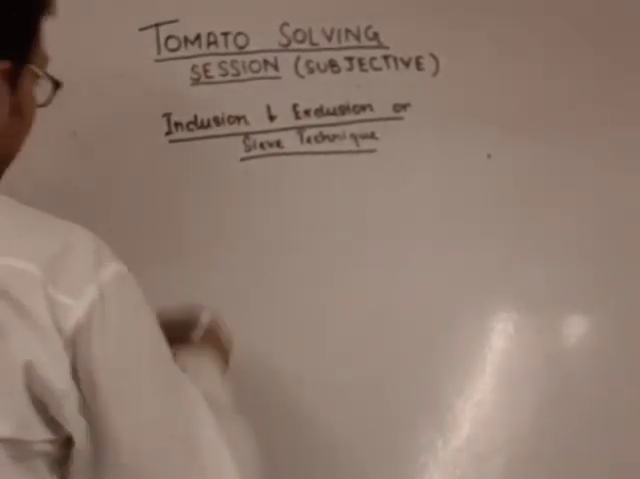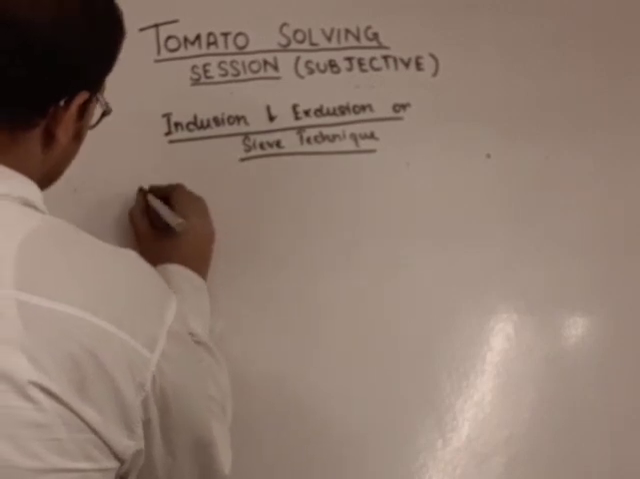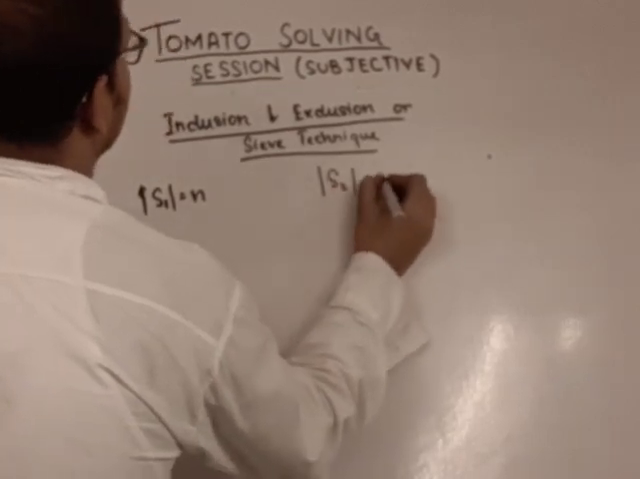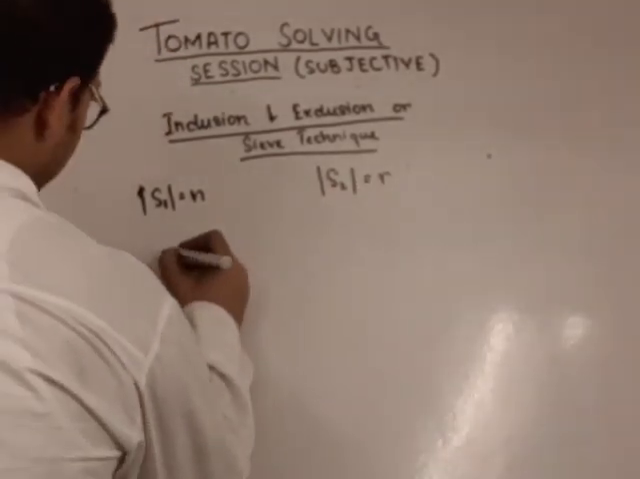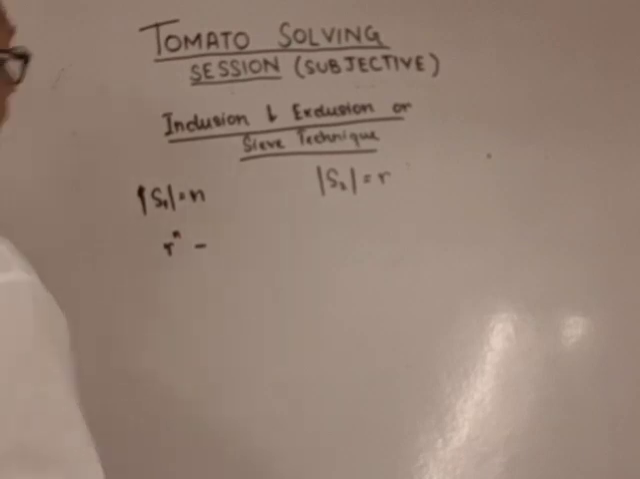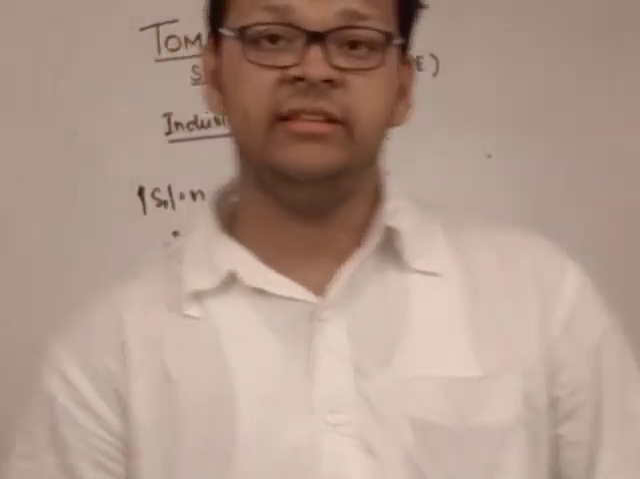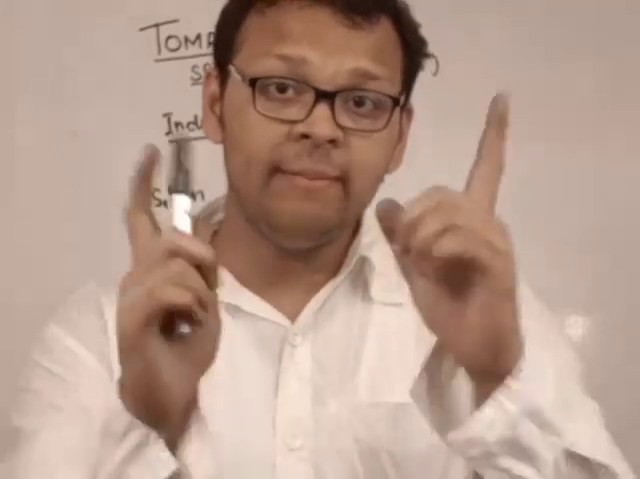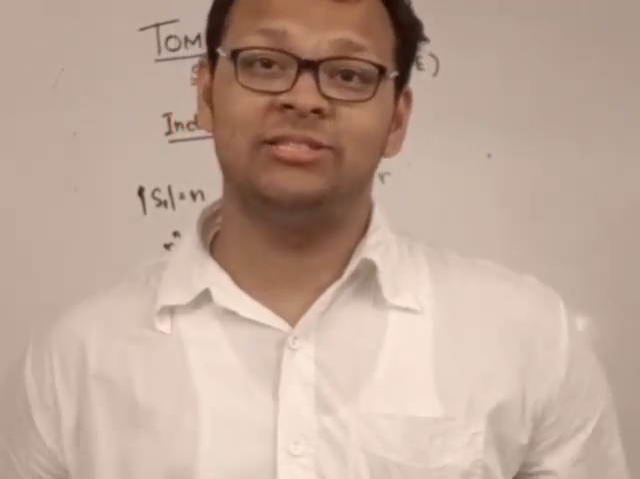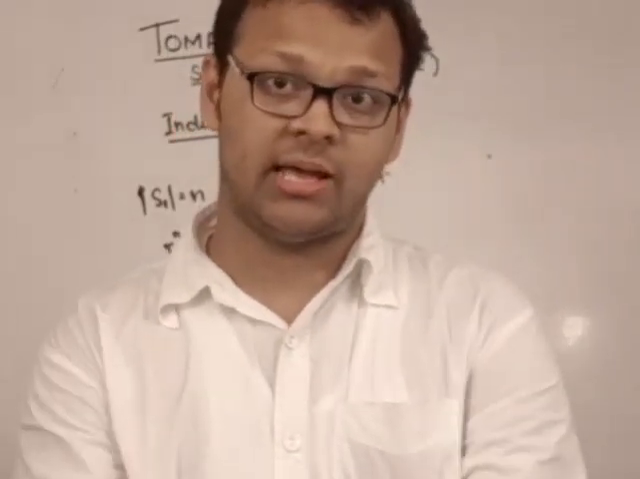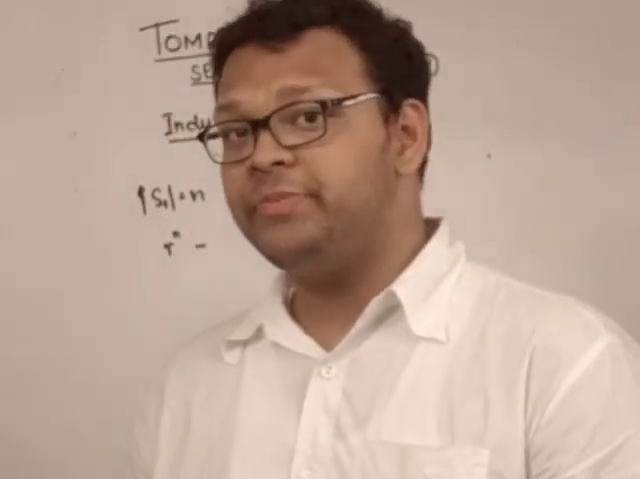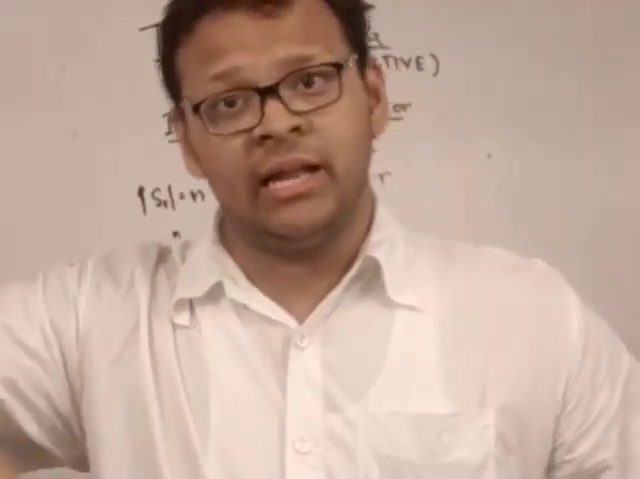So if we count the number of onto functions from a set S1 whose cardinality is n to a set S2 whose cardinality is r, what is the total number of functions? It is r to the power of n. Now for onto functions, everything should have at least one map. Imagine you have n balls and r boxes. You need to place those n balls in r boxes. How many ways will you do it? That is the question. You can keep any box empty. That is the condition that is given.